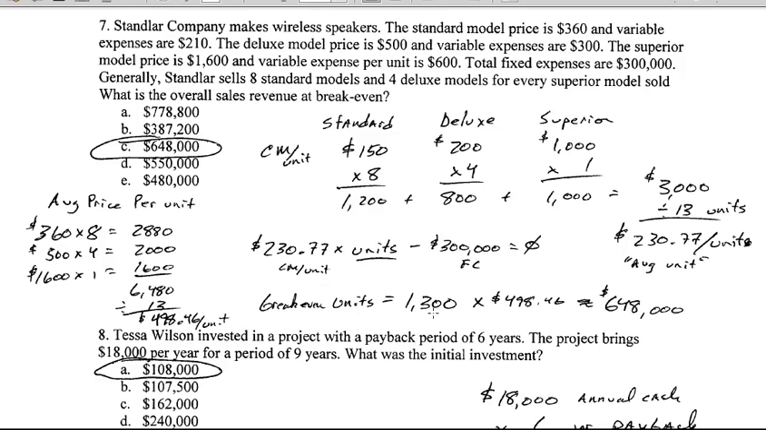And then to calculate sales revenue, you can take the break-even units, break it back out by how many are standard, deluxe, superior, and then you have to multiply it back out by the sales price. Or in this case, what they've done is taken your average sales price per unit. So you're basically doing it the exact same way you found weighted average contribution margin. Your average sales price is $498.46. Multiply that out, and you can come back to the $648.